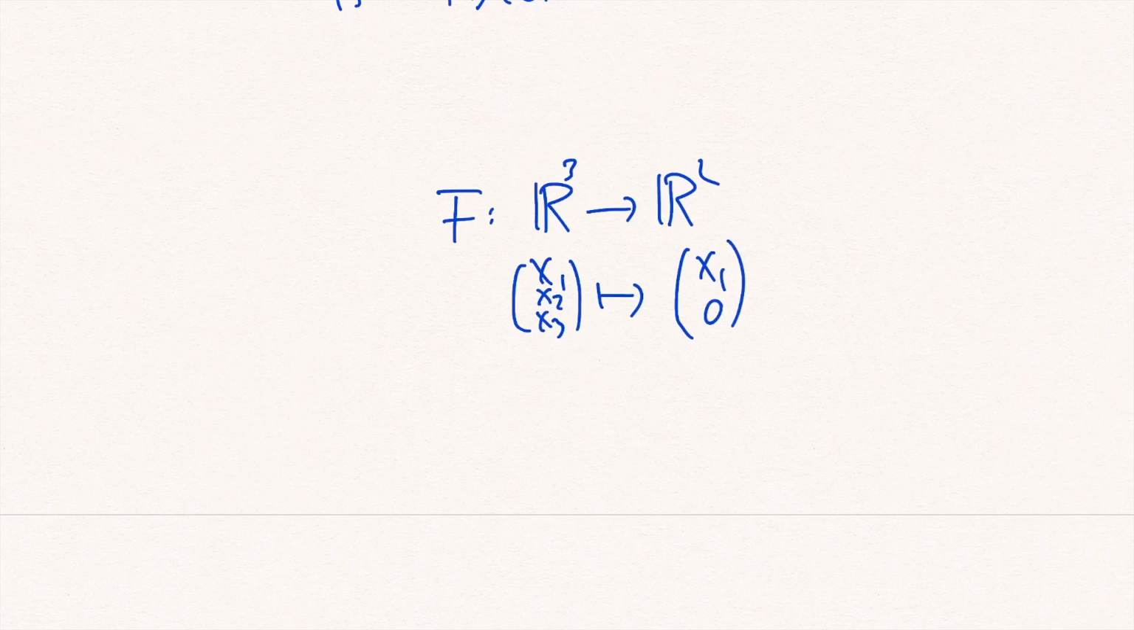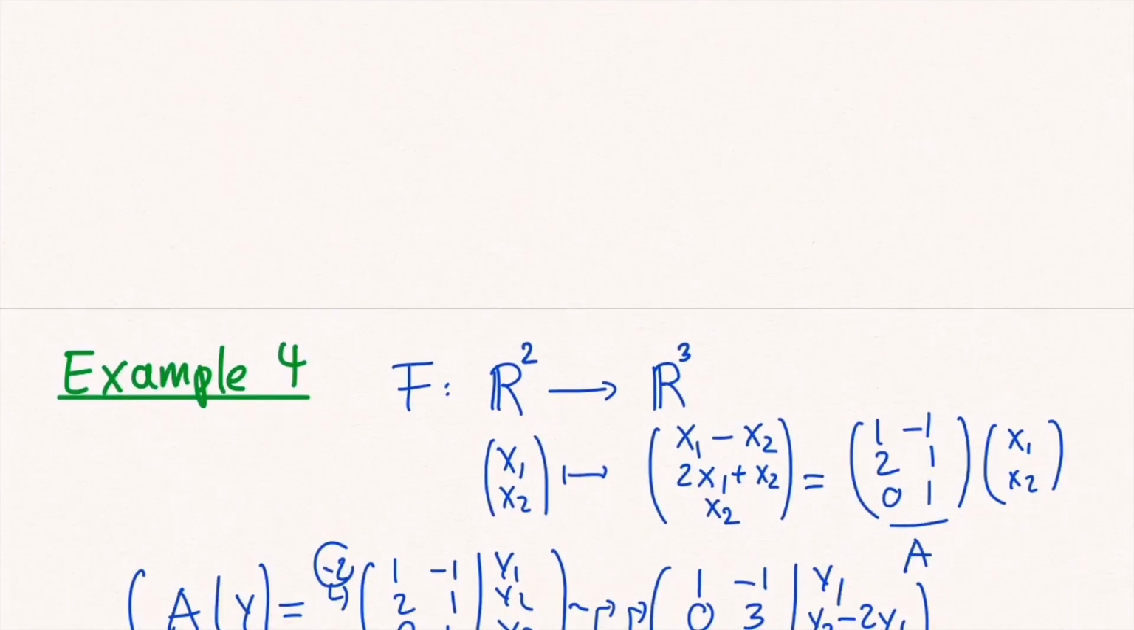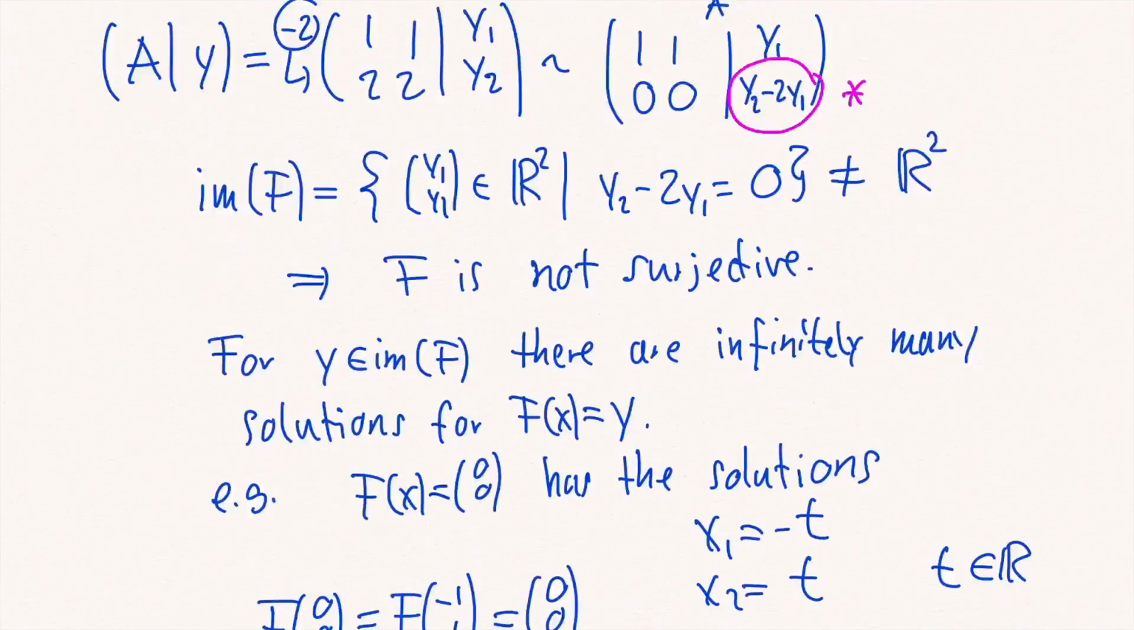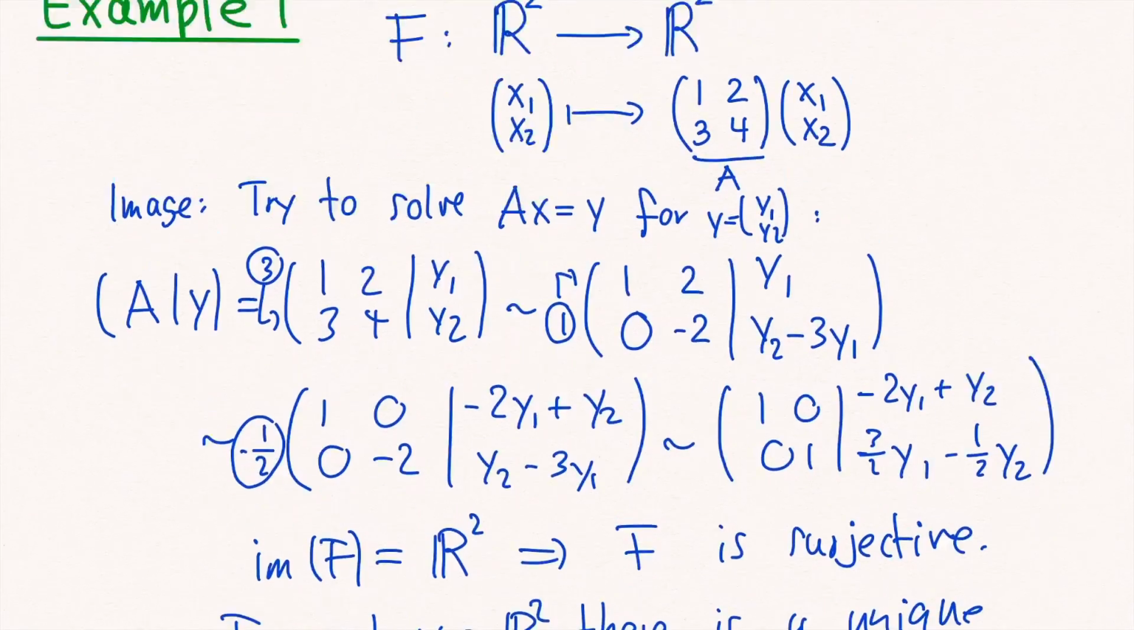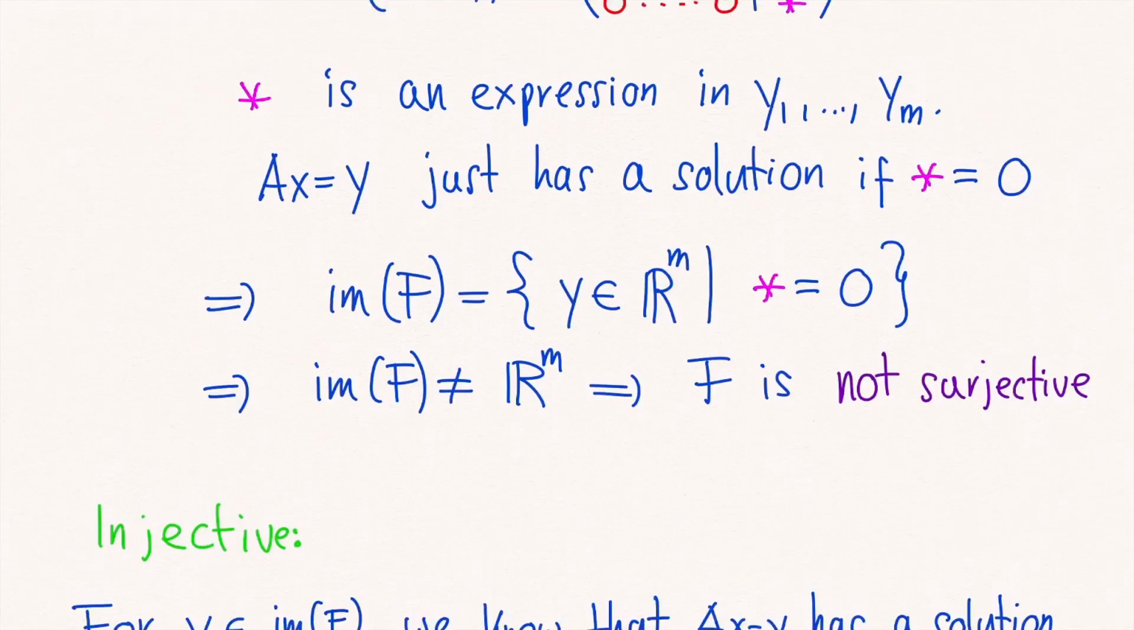Then, of course, this is a linear map, but this is, of course, not surjective, because the image in this case are just those vectors where there's something in the first row. Okay, but I hope these examples help, and I hope it shows how this general strategy here works.